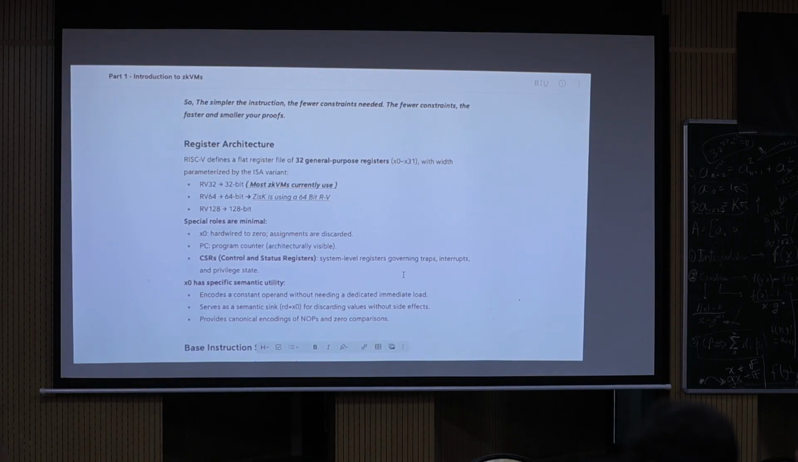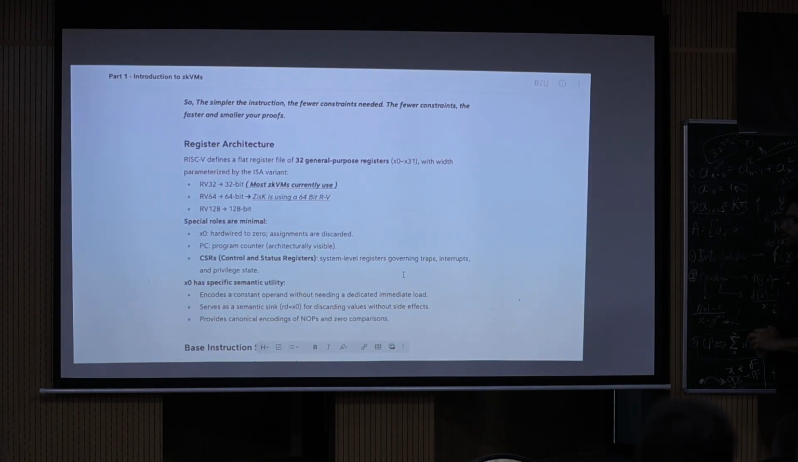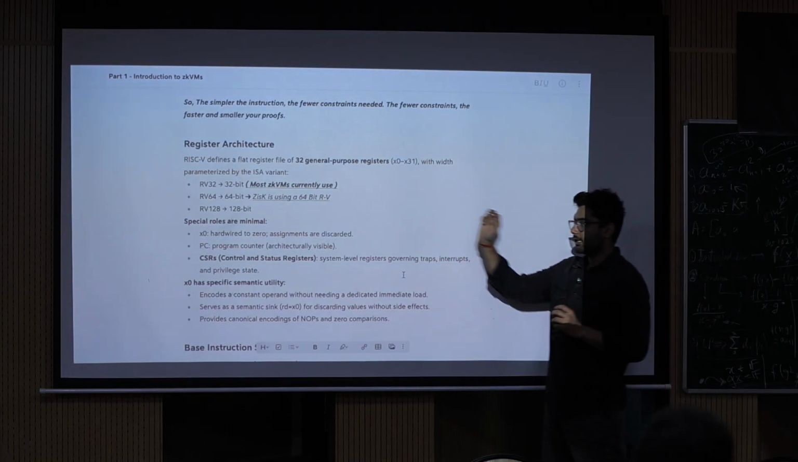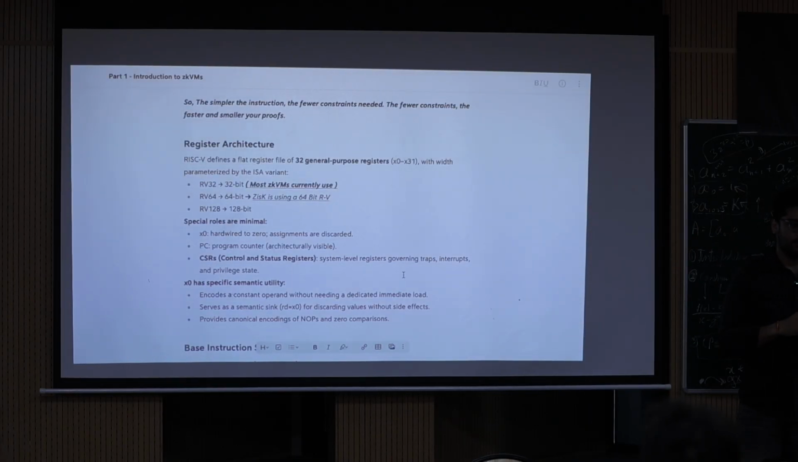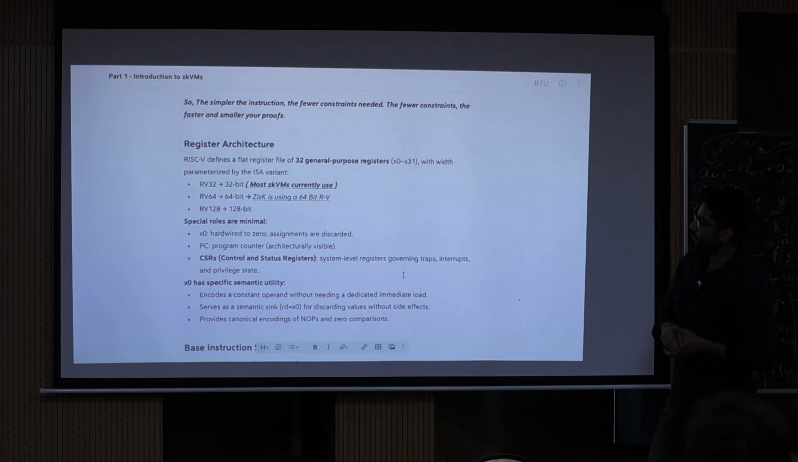Most of the zkVMs currently utilize 32-bit RISC-V. That's like having a memory space of 4 gigabytes. Yes, exactly, 4 gigabytes of space for you to work with.